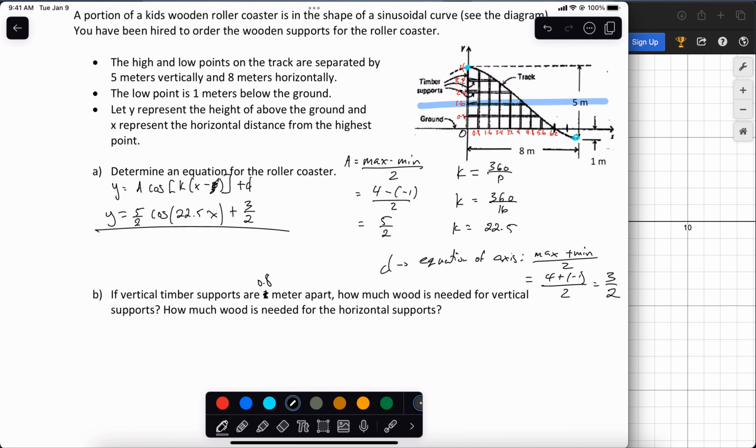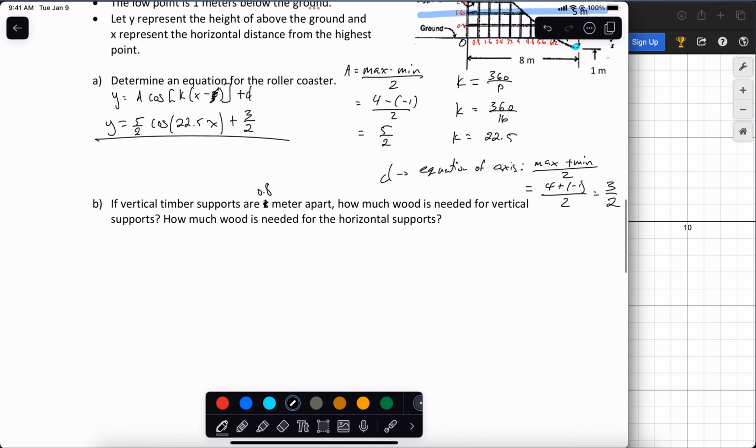Okay, so what we need to figure out using our equation is how much wood we're going to end up needing in terms of lengths in order to support the rails for this roller coaster. Okay, and what I'm going to do is show you how to do the math, and then we're going to use another tool like a scientific calculator, or in this case Desmos. I'm going to show you how to use Desmos in order to actually figure out how much wood would be needed, right?